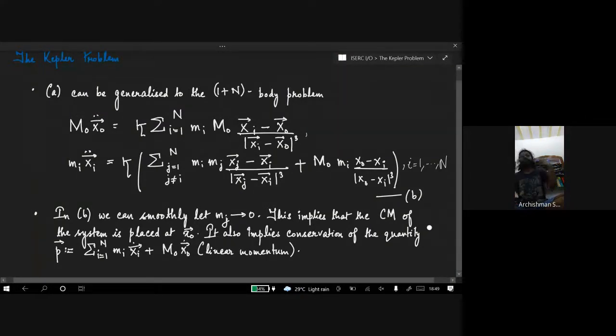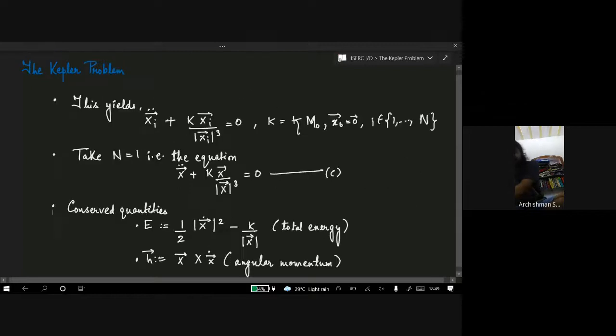But then I won't be using this a lot. So this is only for students who are familiar with Hamiltonian mechanics to a certain extent.